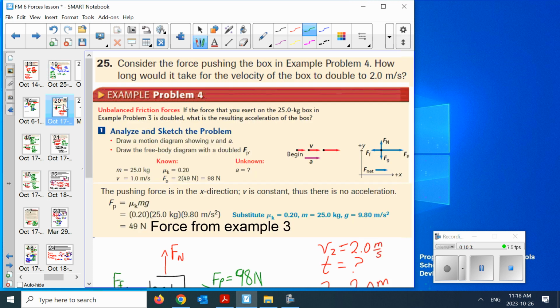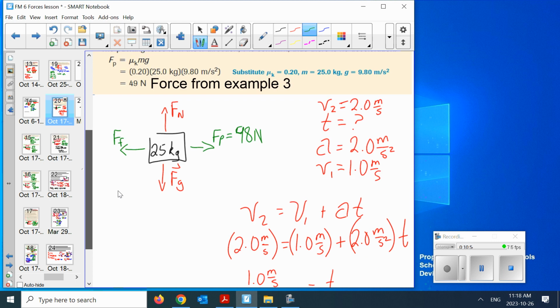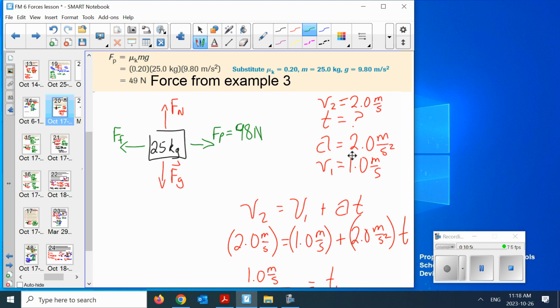Okay. 25. 25 is actually easy if you just read the actual given problem or the example problem. Consider the force pushing the box in example 4. How long would it take for the velocity to double to 2 meters per second? You read example 4, the velocity starting is 1 and goes to 2. Also from that problem, the example problem, you should have read that the acceleration is 2. That was the whole point of that sample problem, 2 meters per second squared.